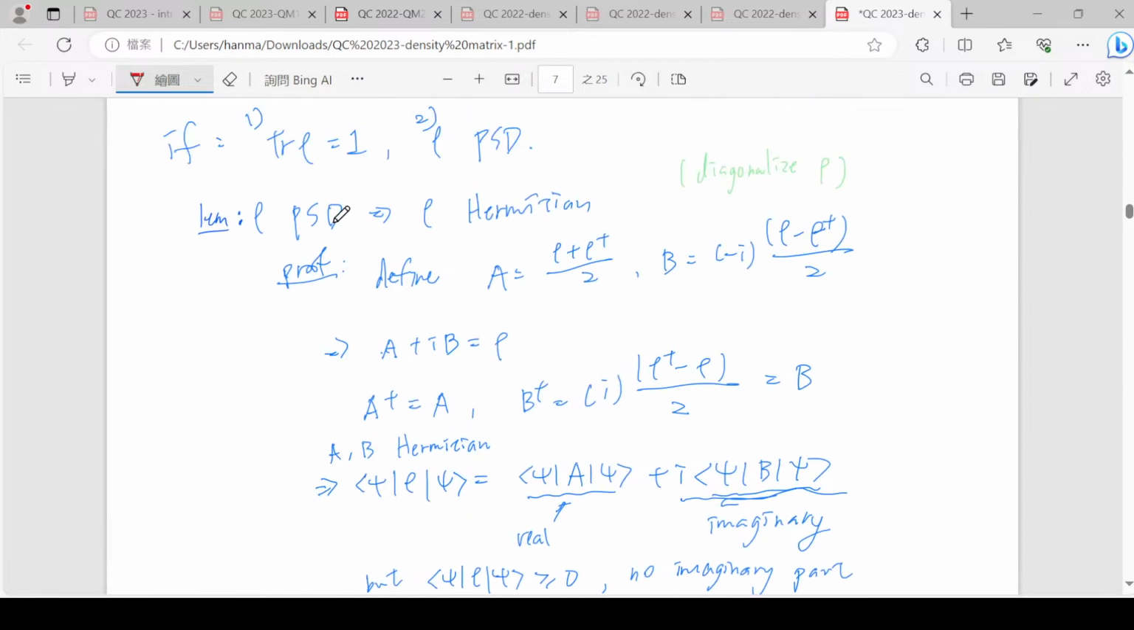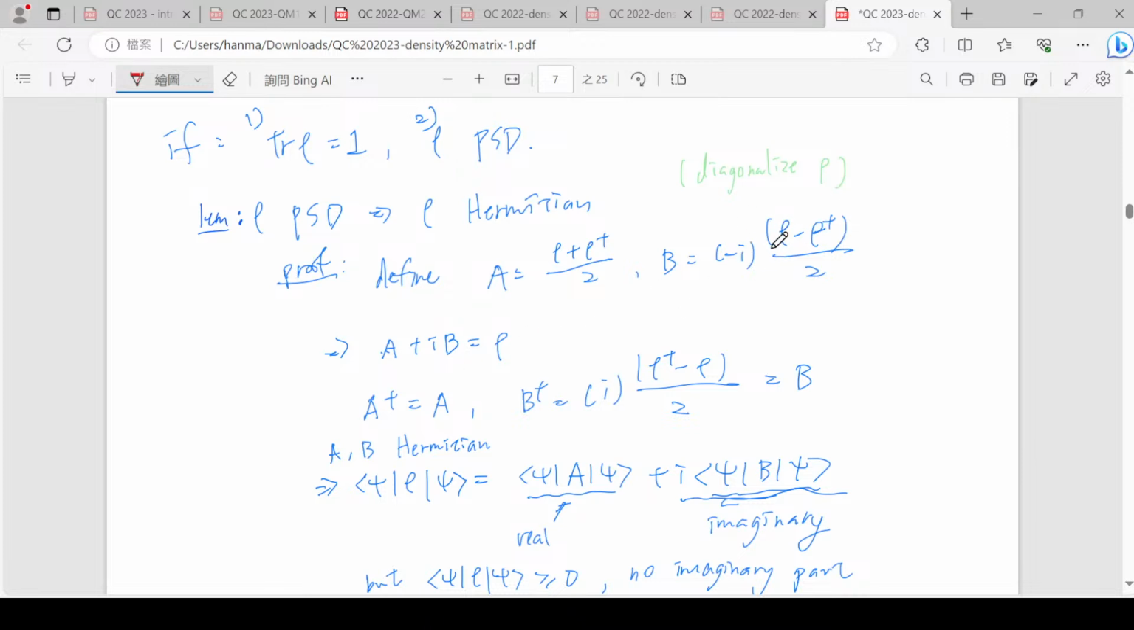We break the PSD matrix rho into its real part and imaginary part, or rather a Hermitian part. So it's not P, it's rho. We write rho as A plus iB, where A is Hermitian and B is also Hermitian. To find A and B, you can define them this way: A is rho plus rho dagger over 2, and B is rho minus rho dagger over 2, times minus i.